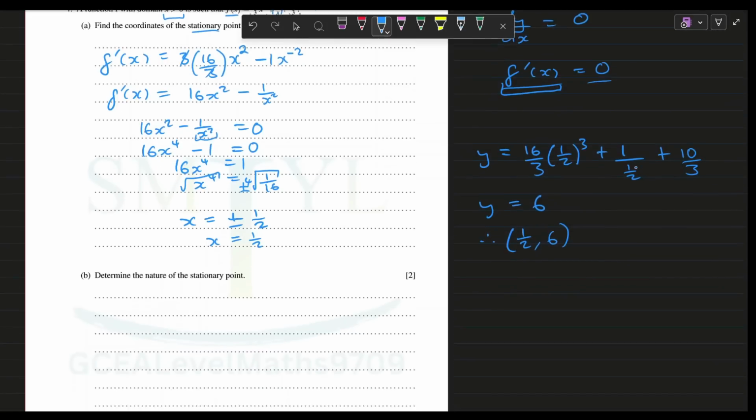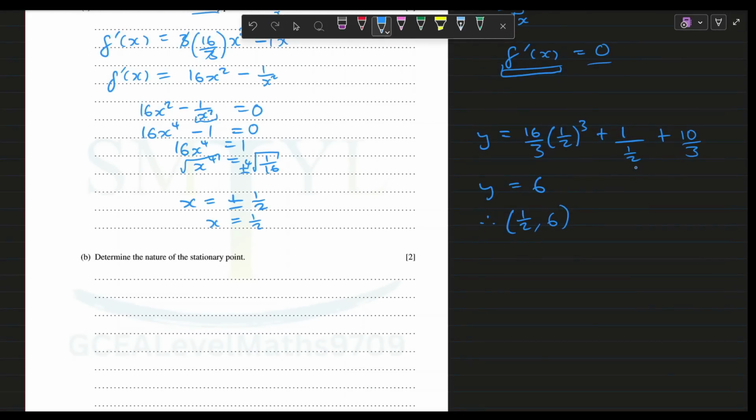Part B says determine the nature of the stationary point. To determine the nature of a stationary point, we need to first find the second derivative.